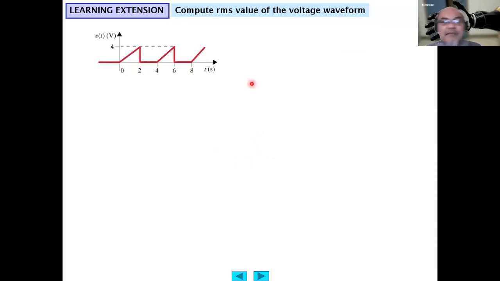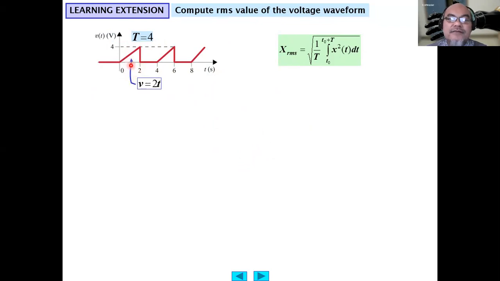Another example here. Now this is a sawtooth waveform. However, not completely continuous. There is a value where it has a 0 value here. So the period is also 4 seconds. Only from 0 to 2 there is a ramp function, 2t. From 2 to 4 seconds, it is 0.